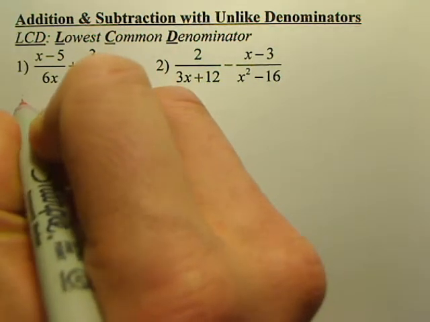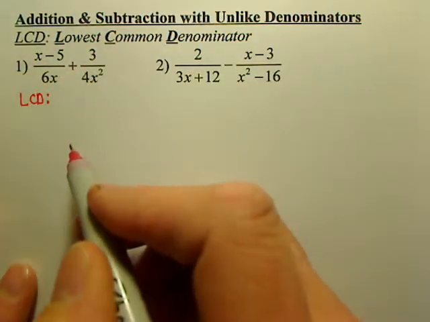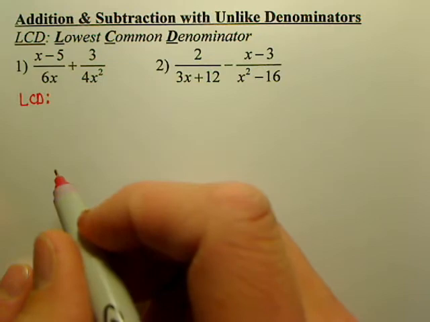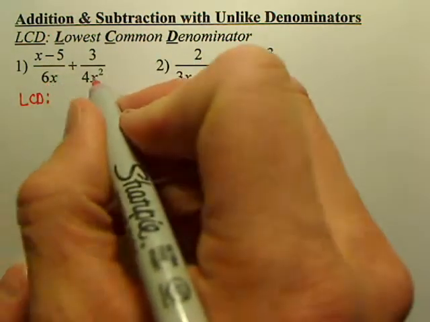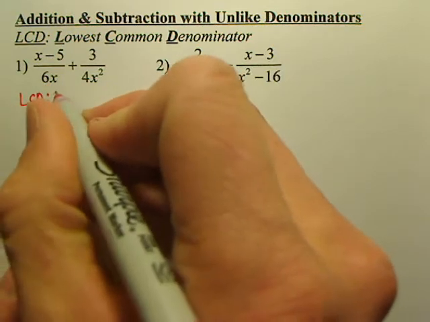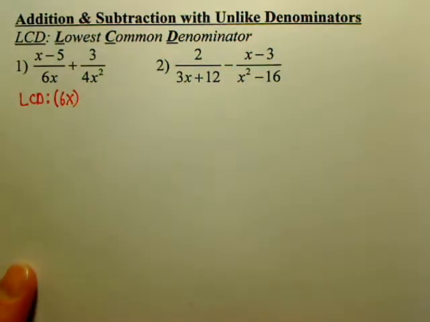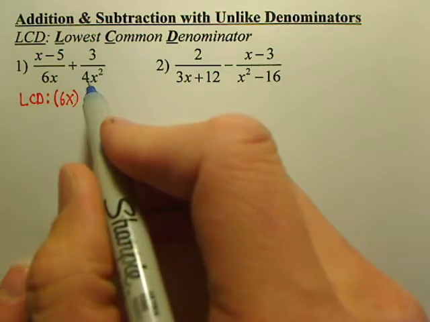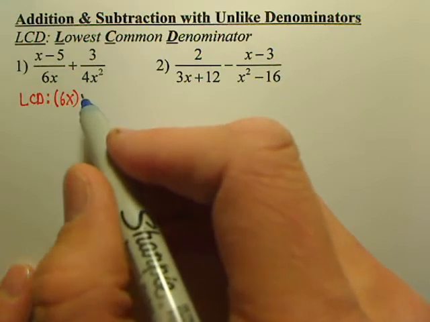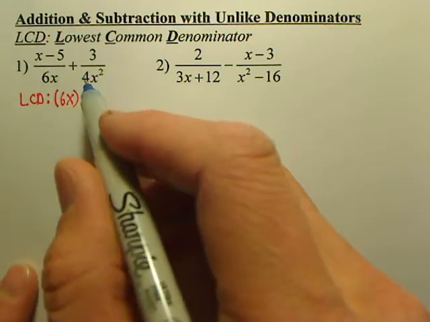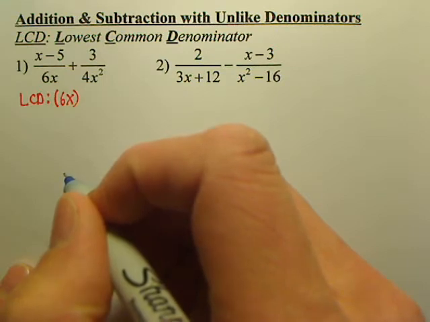There are different ways people have been taught to find the LCD, especially when you have terms like this and not just simple numbers. What I like to do is take one of the two terms and just start with it. So I'm going to take the first term, 6x. The first denominator is 6x, the whole thing. And I look at the second one and ask, what is one number that 6 and 4 both go into? Just focus on the numbers first.